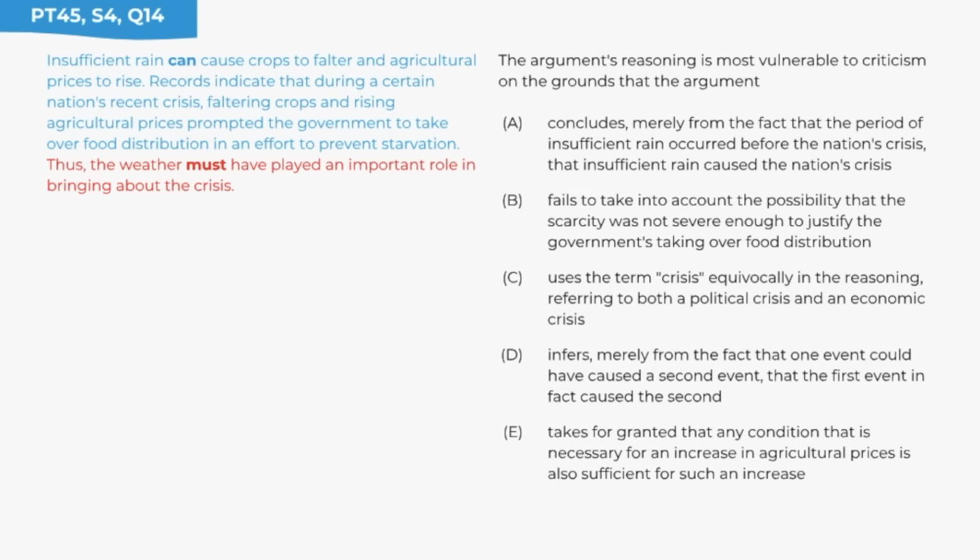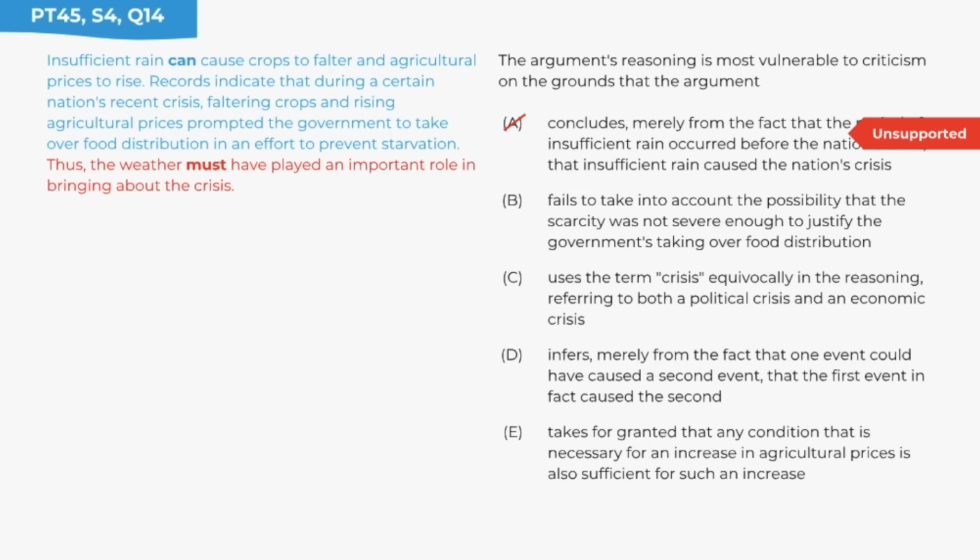So let's look at the answer choices. Answer choice A says that it concludes merely from the fact that the period of insufficient rain occurred before the nation's crisis, that insufficient rain caused the nation's... Well, the problem with answer choice A is that they didn't actually establish the correlation that answer choice A is suggesting occurred, right? They never actually said that the insufficient rain occurred before the nation's crisis. So this one's simply unsupported, right? That didn't happen within the argument.